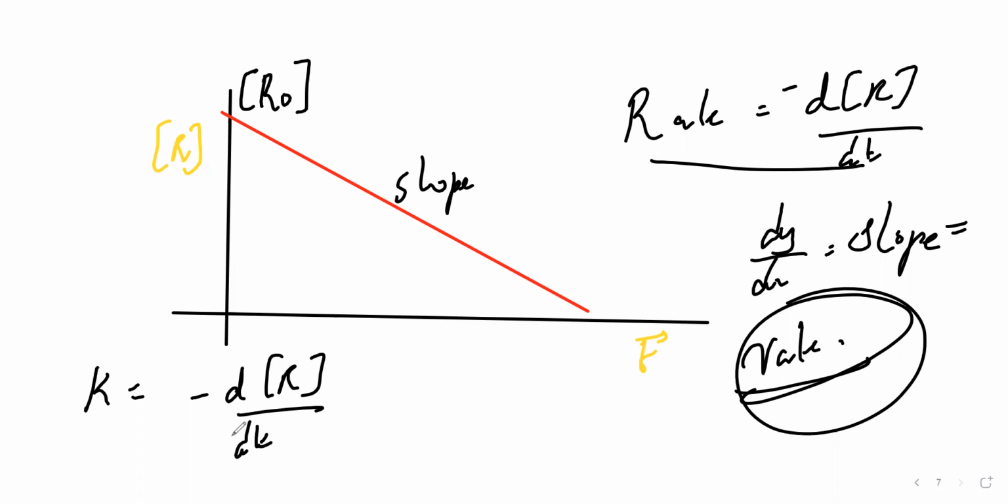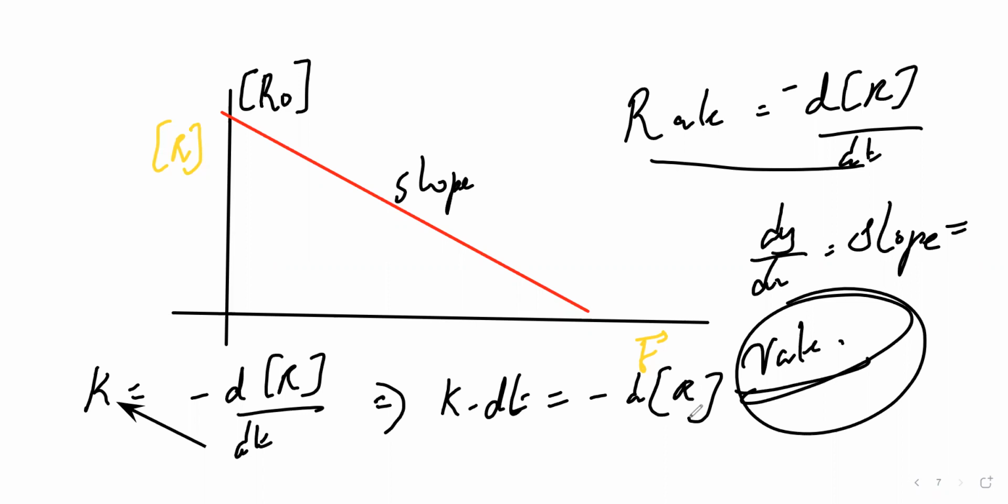Yes, I can cross multiply this now. k dt is equal to minus dR. Or else I can write dR is equal to minus k dt. Now, this is for a very, very small concentration change. So to find the entire concentration, what will I do?